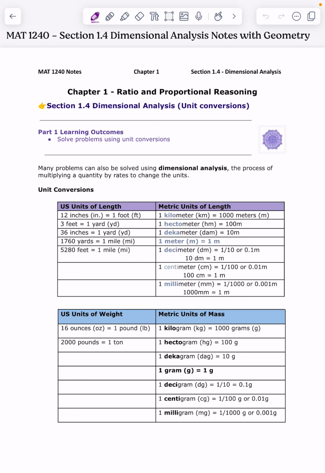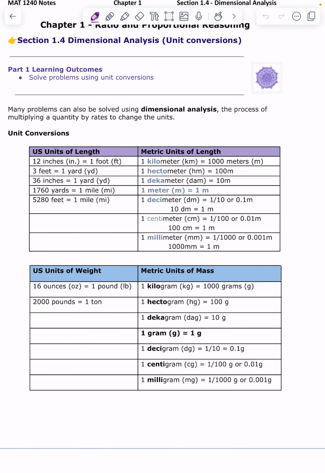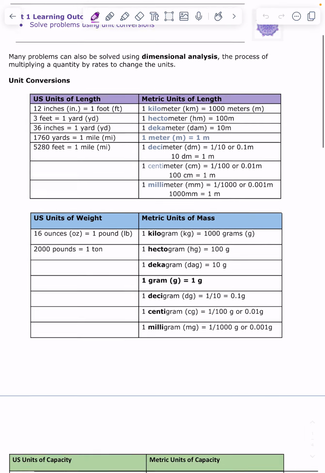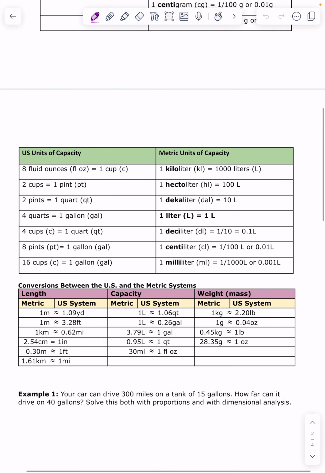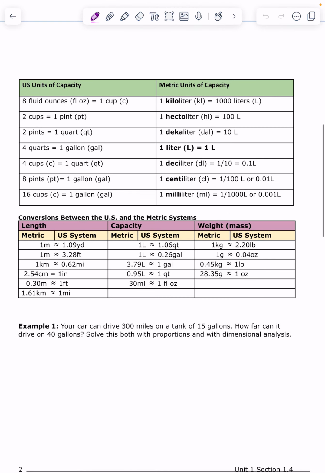Analysis, which is just basically a fancy word for unit conversions. The reason why it's called dimensional analysis, though, is because we do conversions in higher dimensions, like with square units and cubic units, for example. You don't have to memorize any of these conversions. If these are on a test or anything, then the conversion will be given to you. But it might be nice for you to print these out and have them in a convenient spot to look them up.